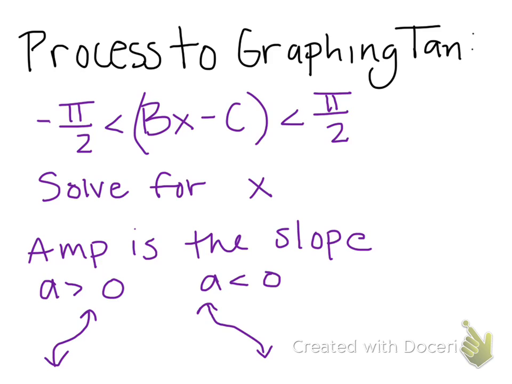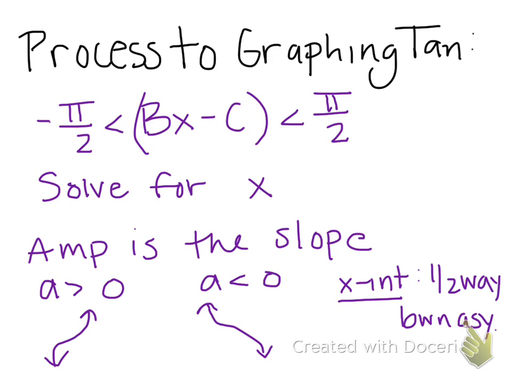To find our x-intercepts for these, our x-intercepts are halfway between asymptotes. And the period is the distance between the asymptotes. So there is no set formula to find the period, and there is no set formula to find the x-intercepts. We just find the asymptotes and then fill in the information from there.